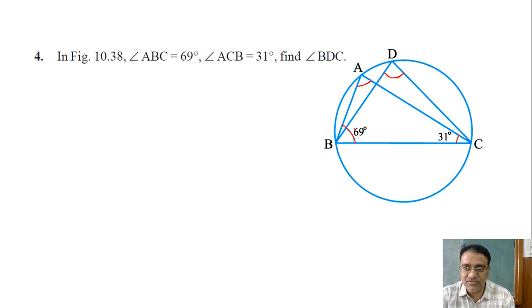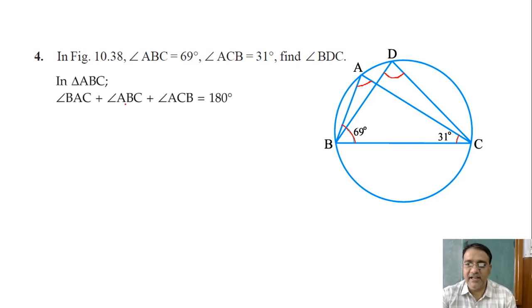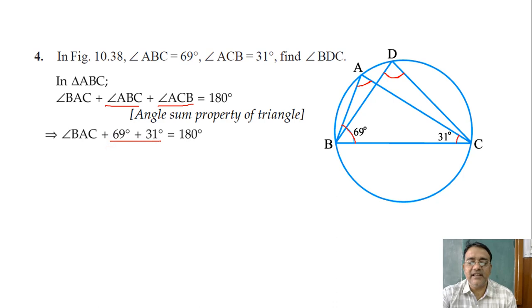Now what is the sum of these three angles? 180 degrees. Why 180 degrees? Angle sum property of a triangle. Very good. So in triangle ABC, the sum of these three angles is 180 degrees, in which this angle is 69 degrees and this angle is 31 degrees. So we add these two and get 100, okay? After adding we can shift here, or if you want you can shift directly. So both will become minus, and 180 minus 100 is 80.